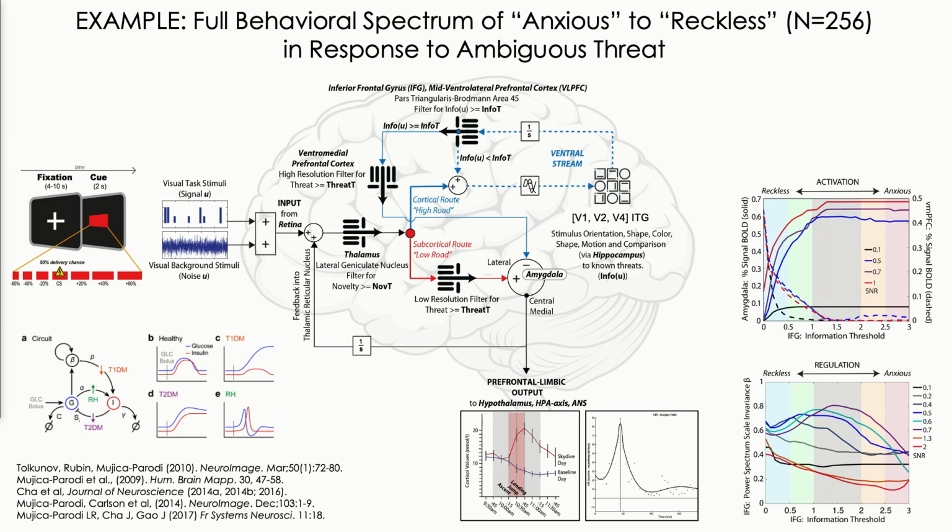So like type 1 and type 2 diabetics, depending on how the system dysregulates determines the output in terms of behavior. And so we were looking at a largish sample of 256 individuals, all the way from clinically anxious to clinically reckless and everything in between, and seeing if we could map where on the spectrum someone would lie based on the particular type of dysregulation and its degree.